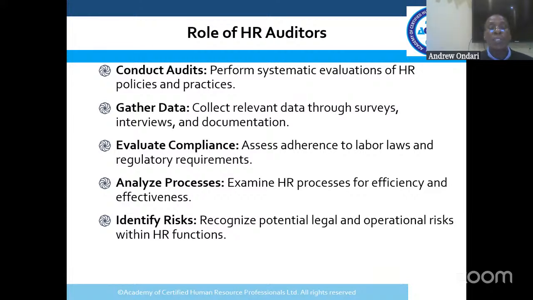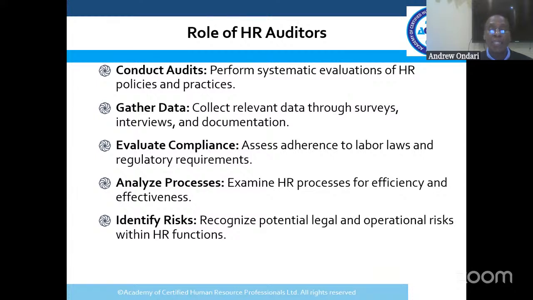The other role is to evaluate compliance, that HR managers are conversant with the labor laws, as I have mentioned, and the regulatory requirements. So it is important for them to have an understanding of these labor laws. Otherwise, it will be very difficult for them to evaluate compliance if they have no knowledge of the various labor laws. Analysis is another role in audit.